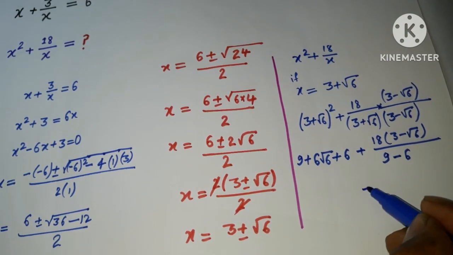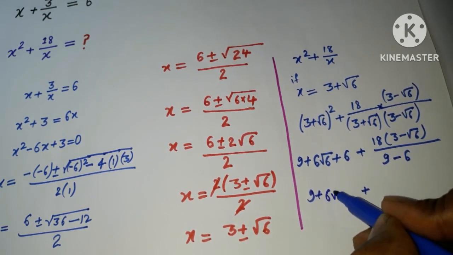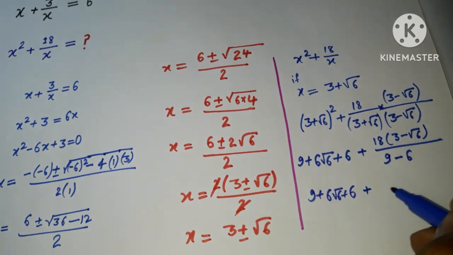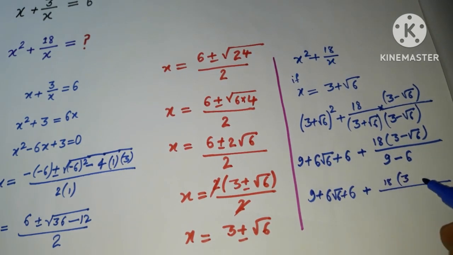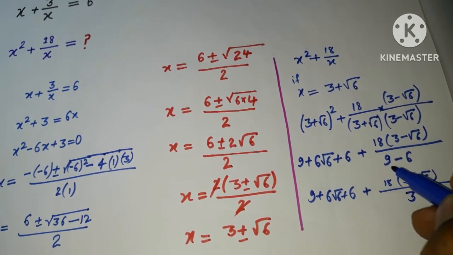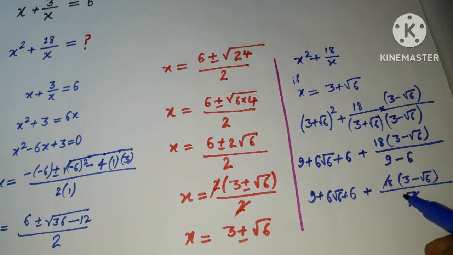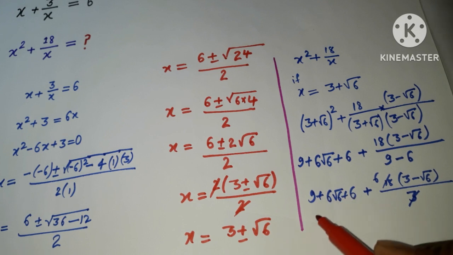9, and root under 6 is what? 6. So 9 minus 6 is coming 3. So this is as it is 6 root 6 plus 6, and here we have 18, and this is 3 minus root under 6 and divided by 9 minus 6 is 3. I'm cancelling here, it is coming 6 times.